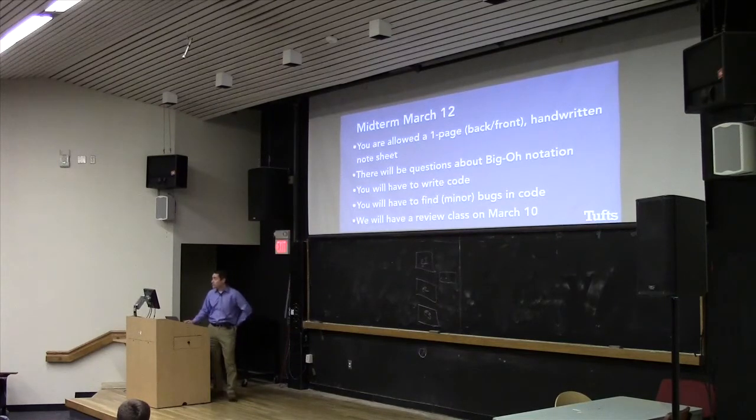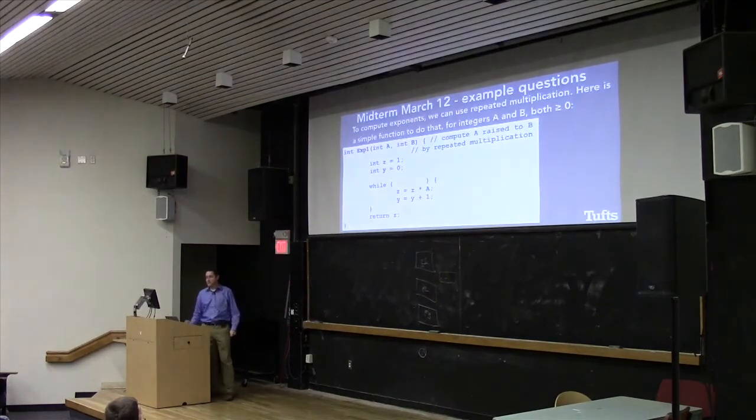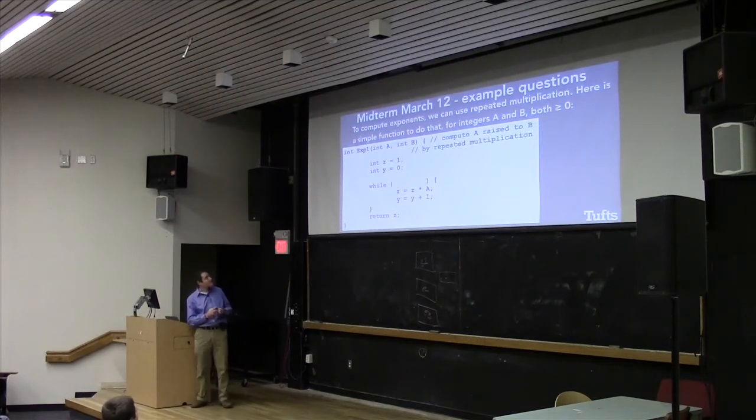Anyway, that's that. So what are some ideas of the types of problems that we have? This is the big picture, but let's take a look at some actual examples. This is from a previous year's midterm. To compute exponents, we can use repeated multiplication. This is an exponent function, right? Here's a simple function to do that for integers a and b, both greater than or equal to 0. I will try to spell out problems like this so that you don't have to worry about corner cases, or about integers not being greater than 0.